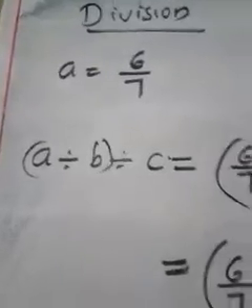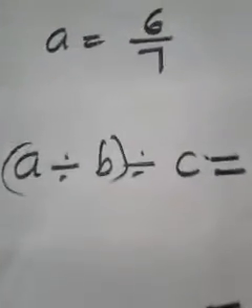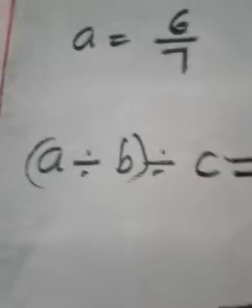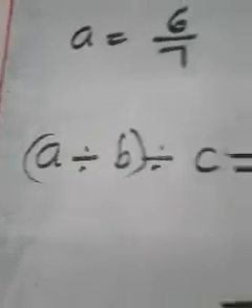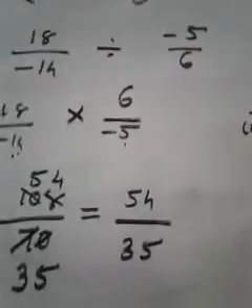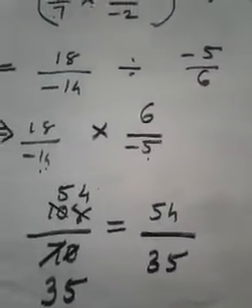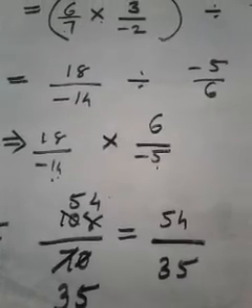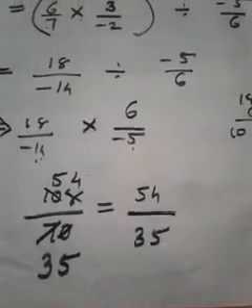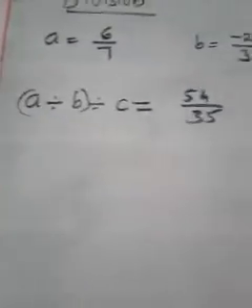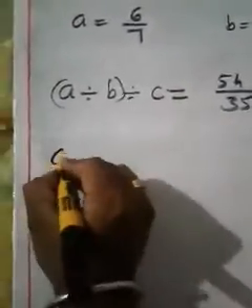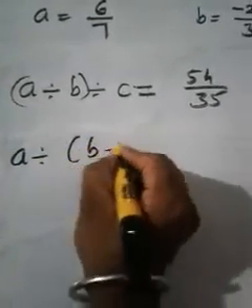That means when we consider the first case, (A divided by B) divided by C, when you read it, you have to read A divided by B together. Why? Because A and B are in one group. So (A divided by B) divided by C, we got it as 54 by 35. Then one more case is there. What is that? A divided by (B divided by C). Let me calculate that also.